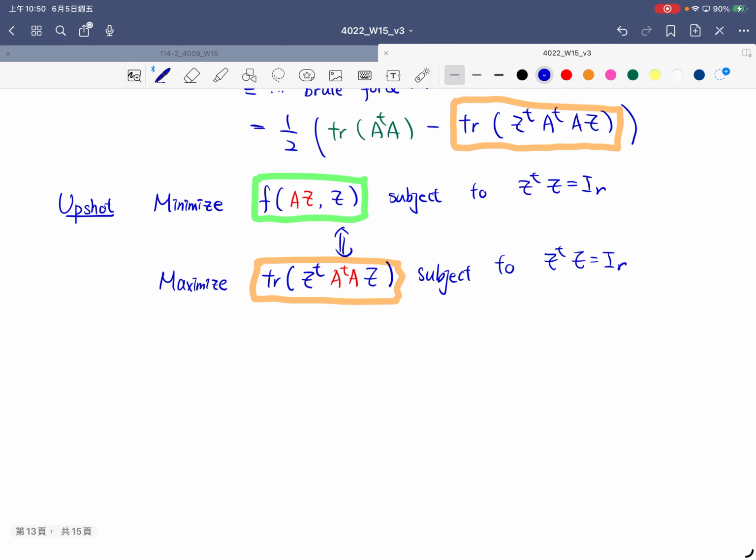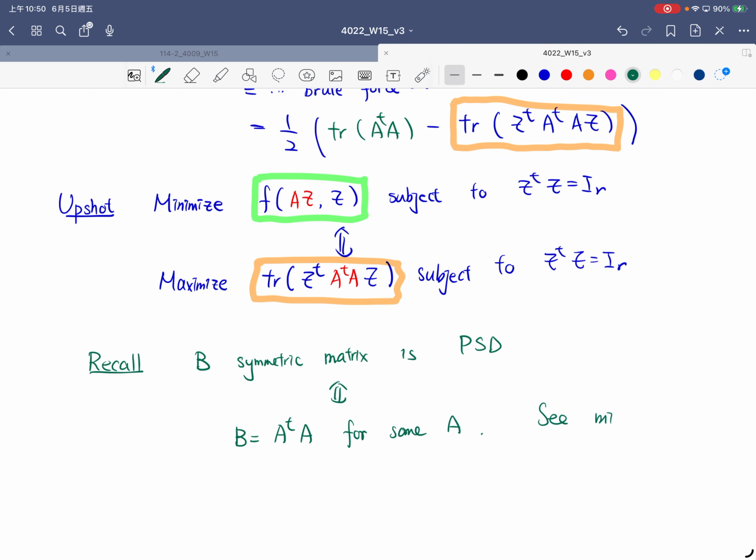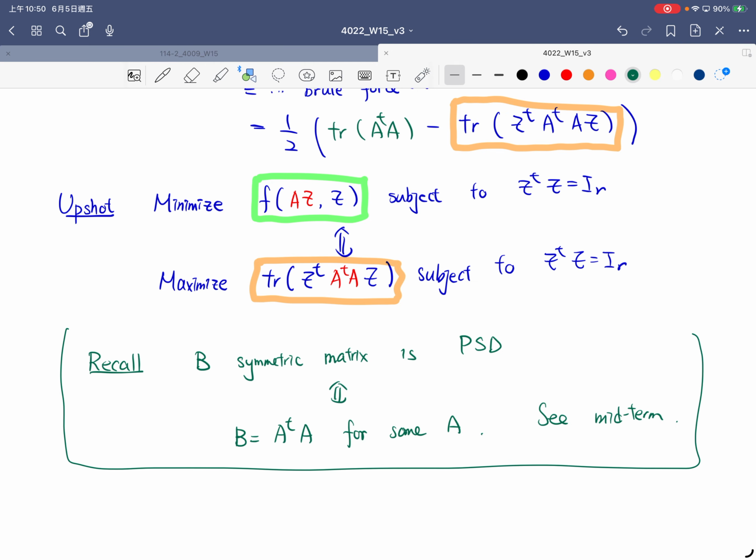So we call a symmetric matrix B positive semi-definite if and only if B can be written as A transpose A for some A. See, midterm. Of course, in the midterm, I didn't say positive semi-definite. I said all the eigenvalues are real and non-negative, which are the same thing. And you have done that in your homework a couple of times as well.